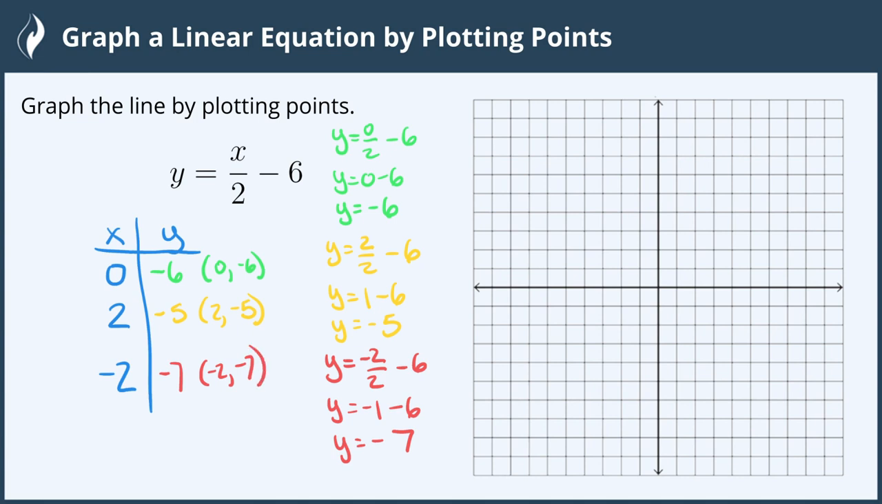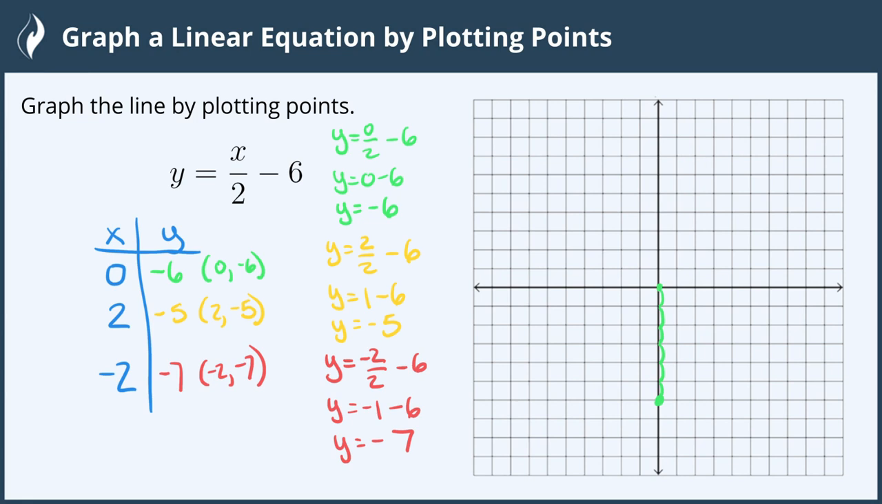We'll start with 0, negative 6. We start at the origin, and the first number or coordinate tells us which direction to go, left and right. Since it's 0, that means I don't go left or right. But from there, I'm going to now move down negative 6 in the y direction. 1, 2, 3, 4, 5, 6. So here's my first point.